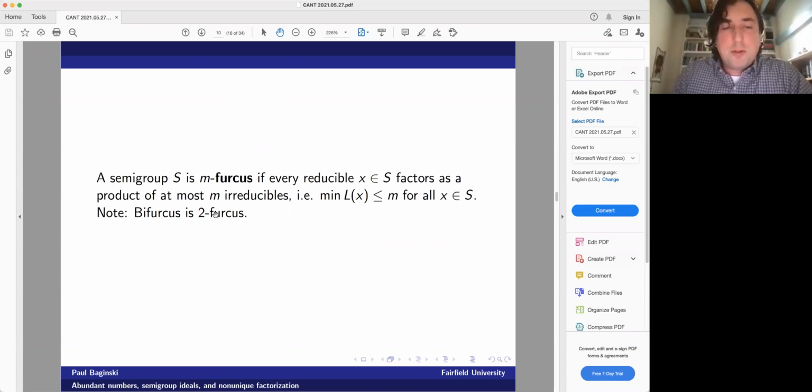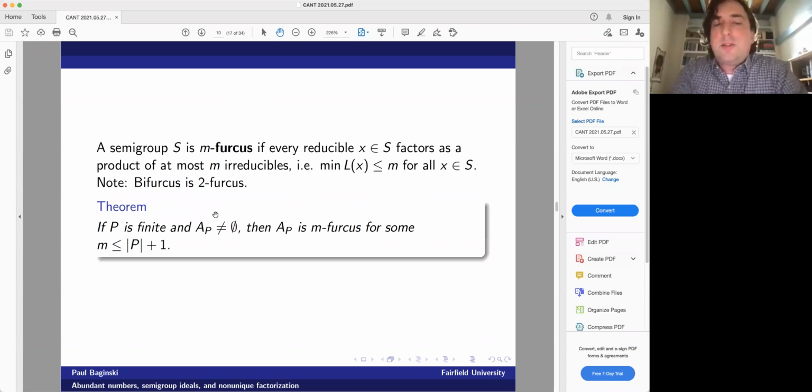And I proved that if you look at these abundant numbers, you get this M-furcus property all over the place. So if I take my favorite set of primes and restrict to that set of primes, this restricted set of abundant numbers is going to be M-furcus for some M, and that M has a nice bound. It's at most the size of my prime set plus 1. And this is a sharp bound. So you can get APs that have M exactly the cardinality of P plus 1.